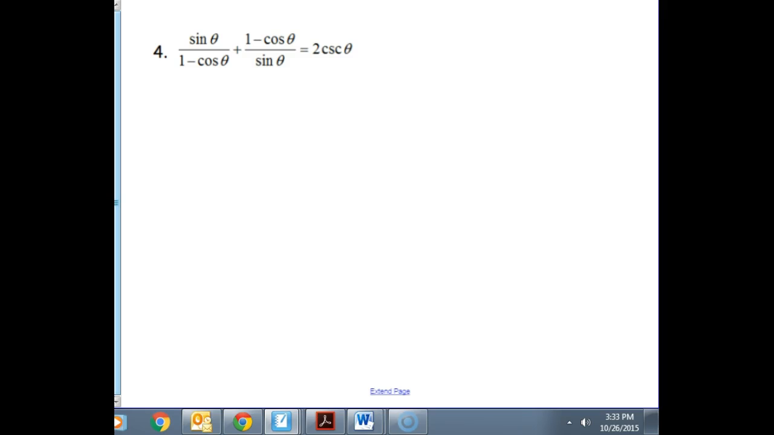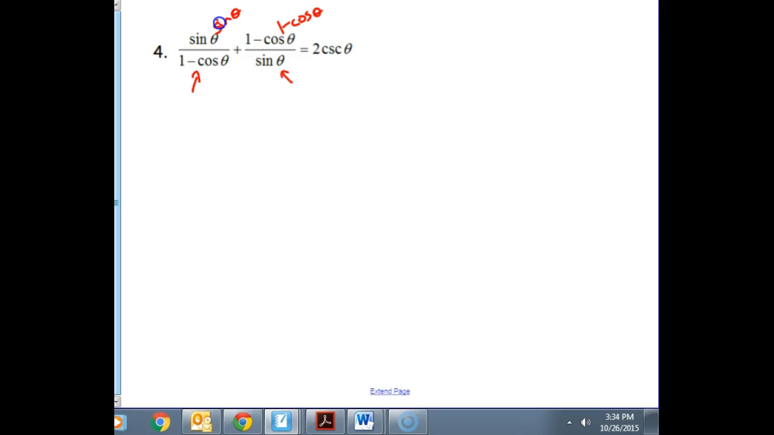Okay, on number 4, the first thing you want to do is pick a side. Obviously, you want to pick the left side because there's a lot going on over there. Okay, I have 2 fractions. They're already in sine and cosine, so I'm thinking let's go ahead and put those 2 fractions together. So we need common denominators, right? So this first fraction right here on the left, I'm going to need sine of theta, right? Because that's what this denominator is missing. Okay, and on the other fraction, I'm going to need 1 minus cosine of theta, right? Because that's what this denominator is missing.